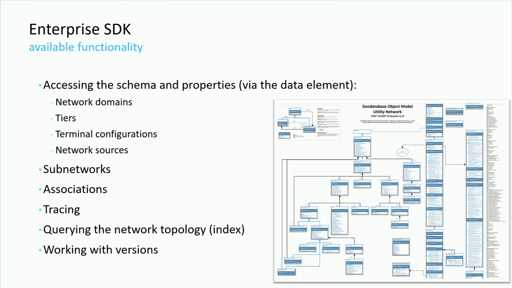So what can you do through the Enterprise SDK? Like what we can do through REST, we can see the data element of your utility network. The element contains a lot of information about the network, such as your domain networks, your associations, and your network sources. We can access all of that through the Enterprise SDK. So information like associations and tracing right here.